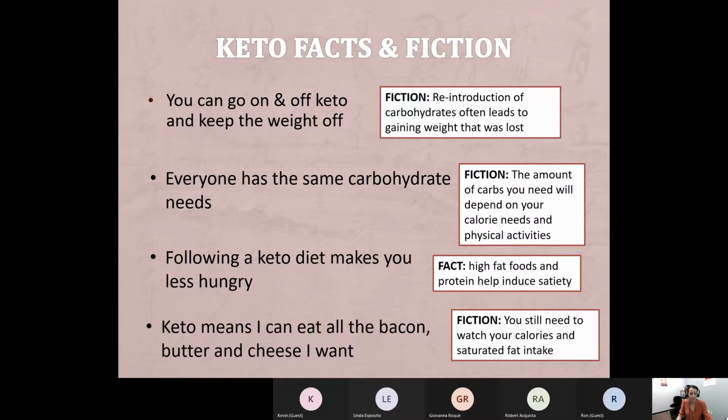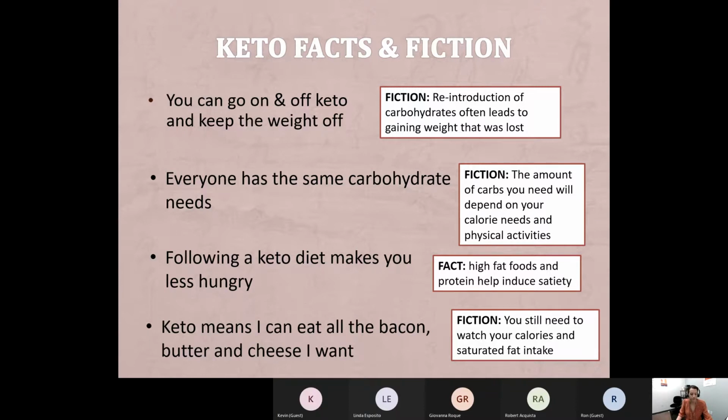and we can help you determine that. Following a keto diet makes you less hungry. This is actually fact because higher fat foods help us feel more full. So think about if you had like avocado or you had olive oil on your salad, you're going to feel much more full. So there is some help with the keto diet and high fat.